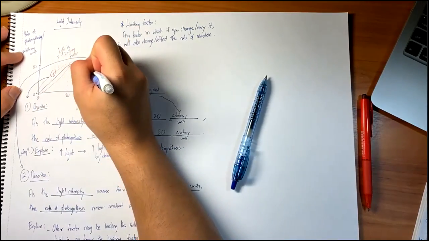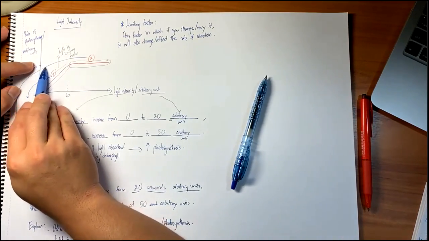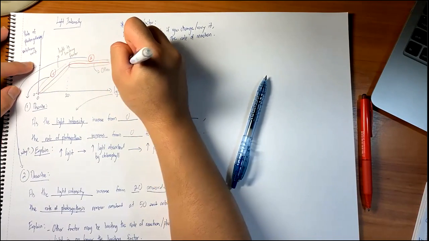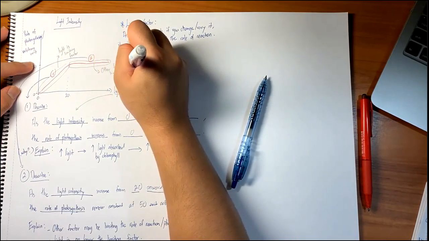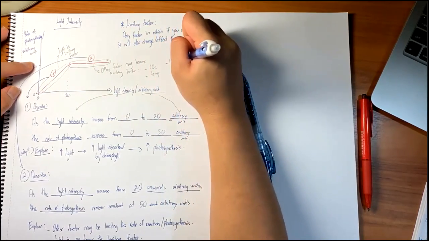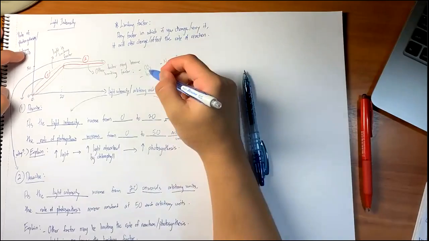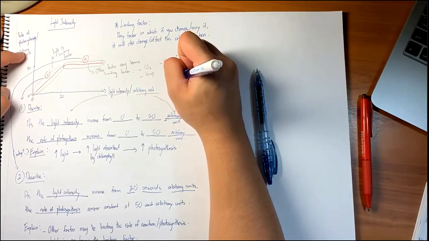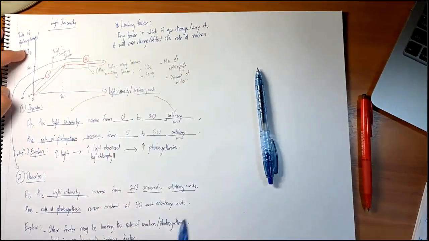But here, if you increase the light further, it does not increase the rate of reaction. It remains constant. So in other words, here, light is no longer limiting. So other factors may become the limiting factor. What other factors? It could be CO2, it could be temperature, or it could be the amount of chlorophyll. It could be any of the other factors. It could even be the amount of water. So that's the concept of limiting factor.